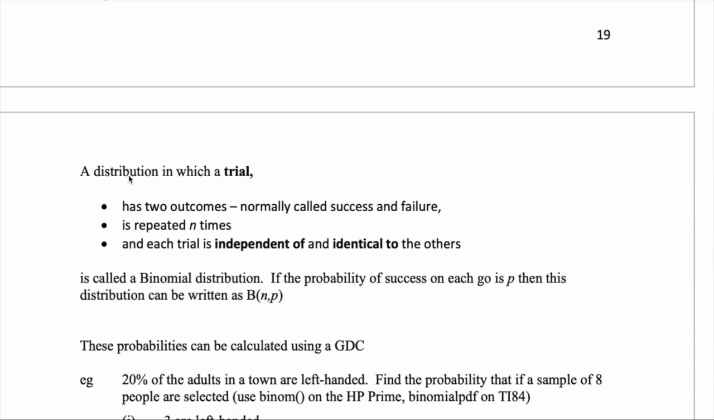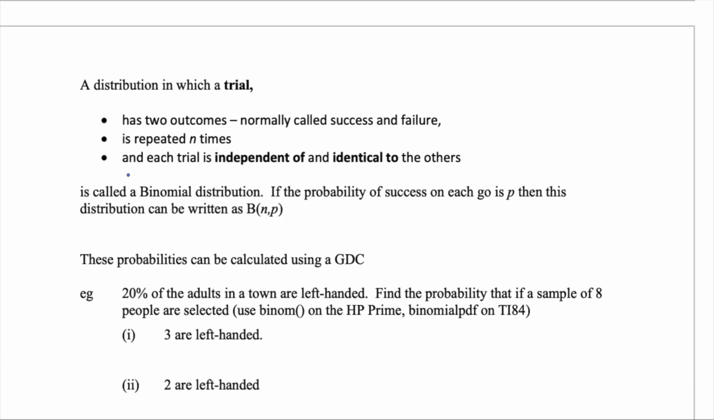So we say a distribution in which a trial has 2 outcomes, normally called success or failure, is repeated n times, where each trial is independent of and identical to the others. Those are the conditions for this kind of probability to work. This is called a binomial distribution. If the probability of success is p, then we can write the distribution as this.